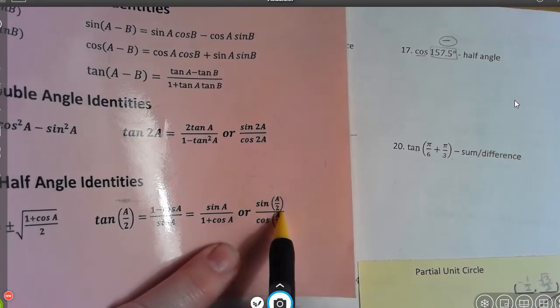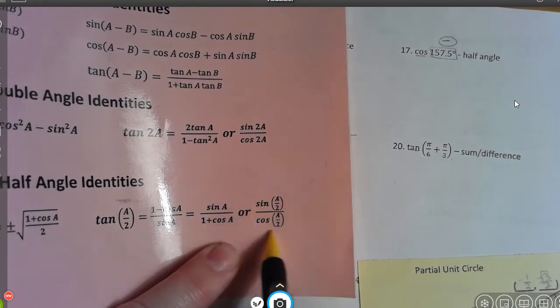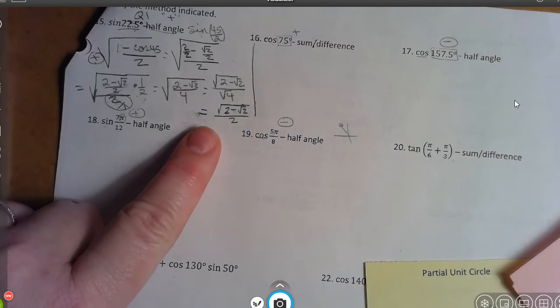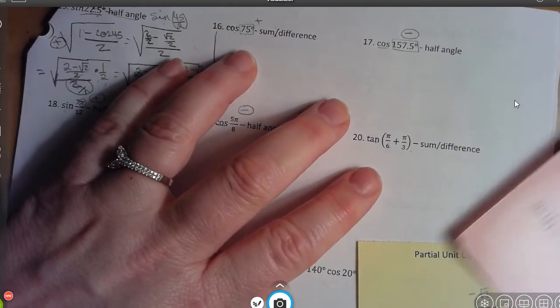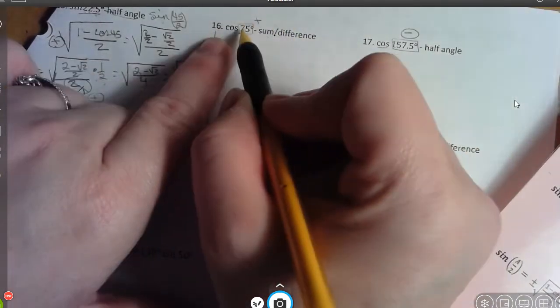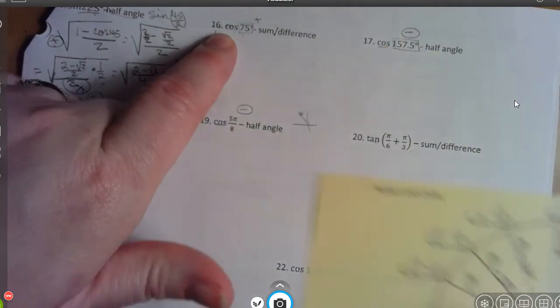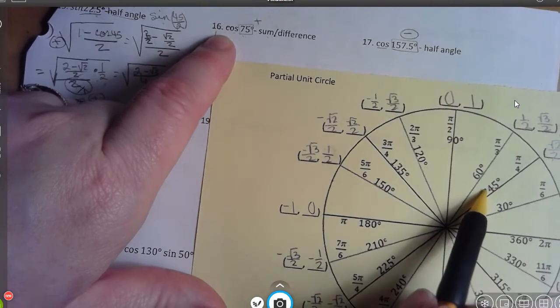and that double root is why using the sine of a over 2, cosine of a over 2, using this is a horrible idea. Do not do it when you're given numbers like this and you're using the unit circle. Don't do it, okay? Sum and difference, okay? So when I see sum and difference, that means I've got to add to get this or subtract. So anything on the unit circle that will add up to 75.